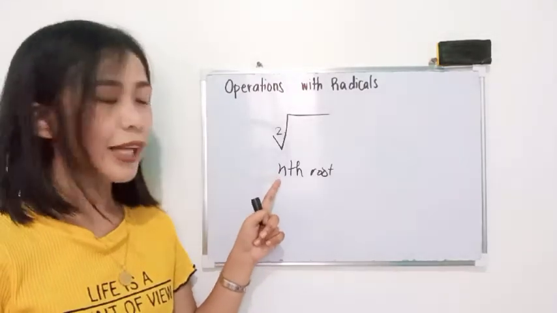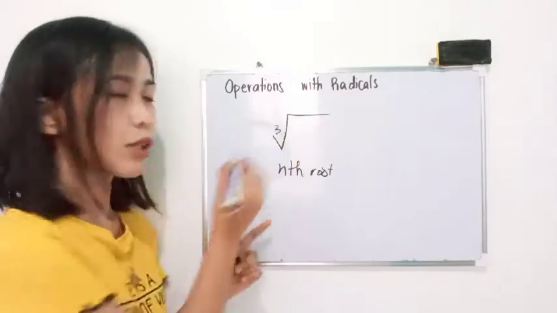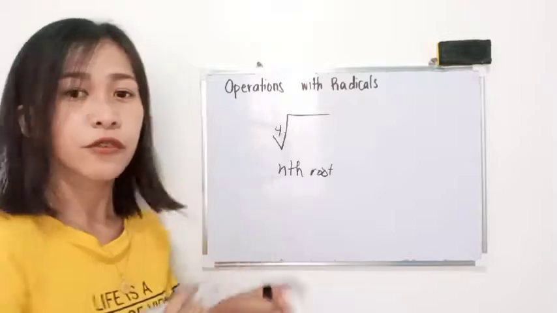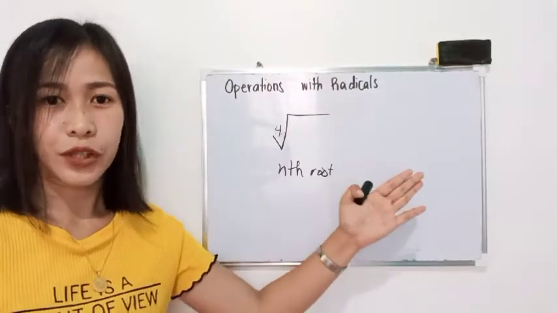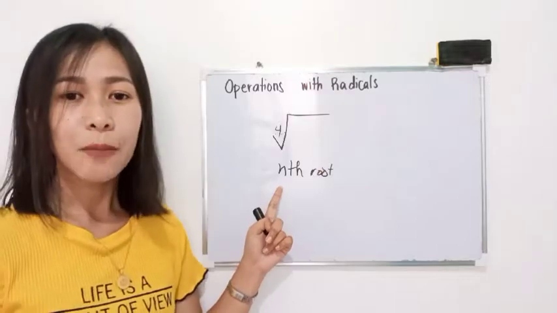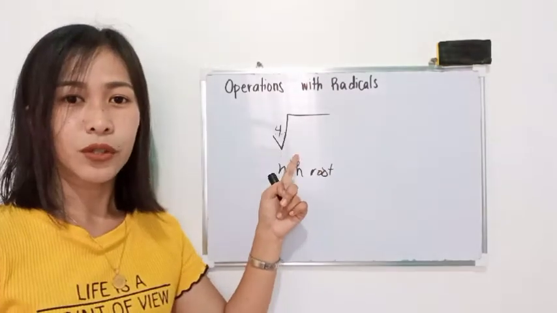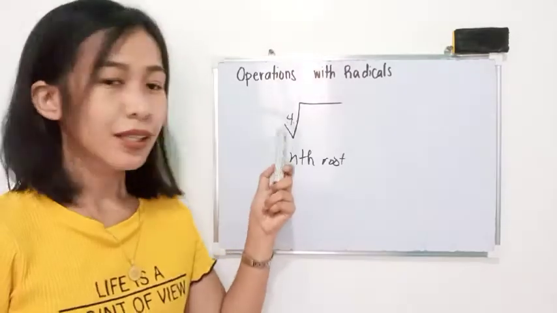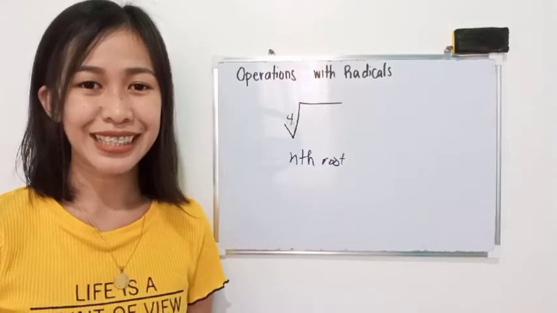Now, when we say nth root, it is any number. Like we have, pwede natin siyang gawing 3 or cube root, 4 or 4th root, 5th root, 6th root, and so on and so forth. That is what we call as the nth root. And this is the radical symbol. Alright? Basta any number or expressions with this symbol, it is called the radical numbers or radicals.